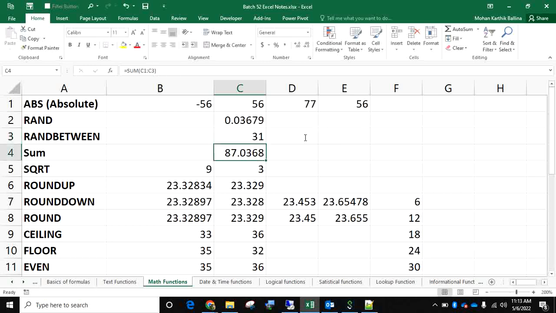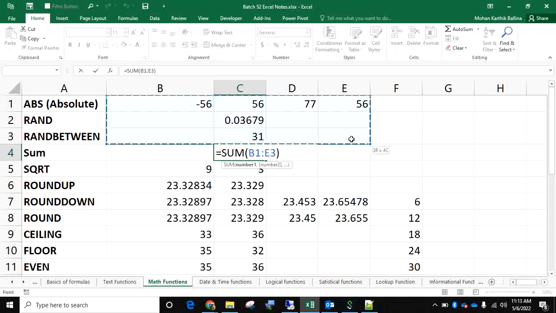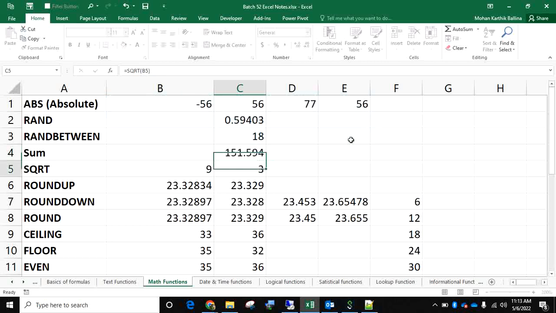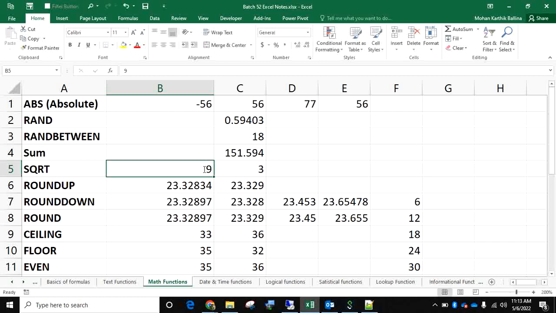Okay, next, SUM is a kind of adding the numbers, right? You can give it like this, however you want you can do it. Okay, next, square root. Square root of 4 is 2. Square root of 9 is 3. Like that. Then also we have seen round, round up, round down. So all these three just round the numbers.